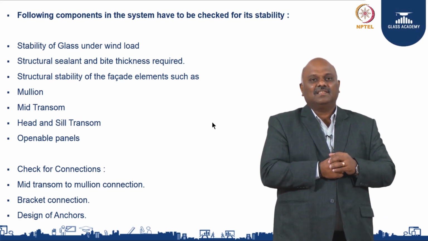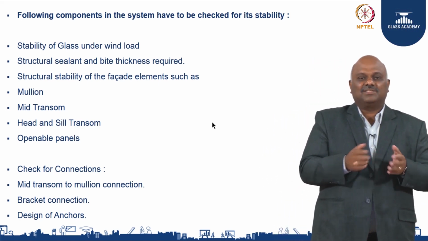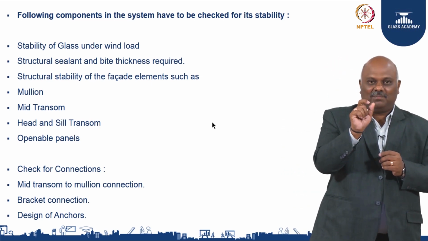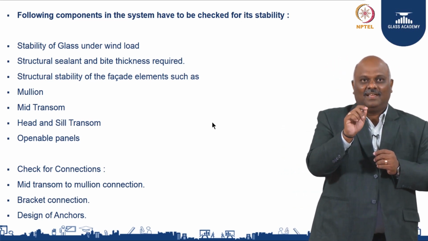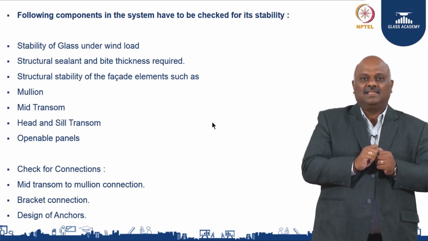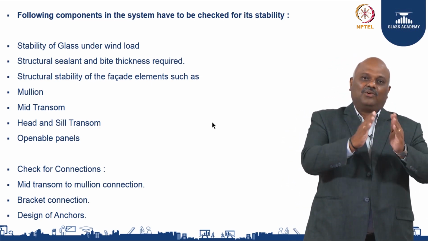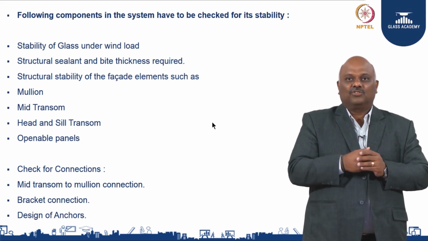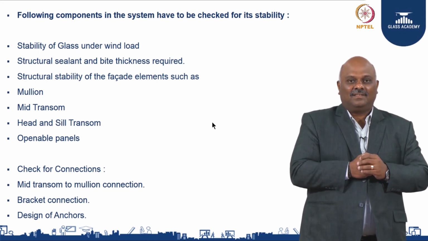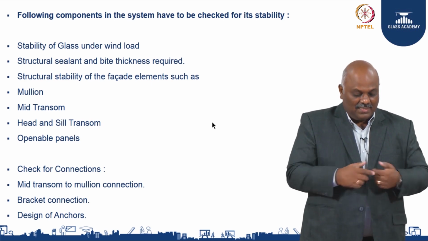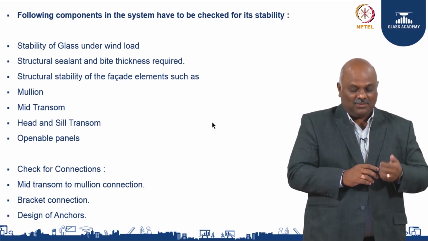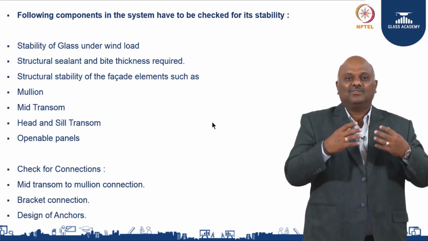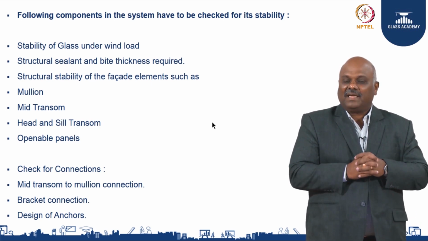We saw the structural sealant. For that also you have a calculation, which is how much, as I said, the double side tape plays a critical role in the sealant size. You need to understand the requirement; there is a design derivation for it. So you design the joint, and then you go back to the structural system, which is the mullion, your transom, your head, your sill, everything you design, your openable panels as well.